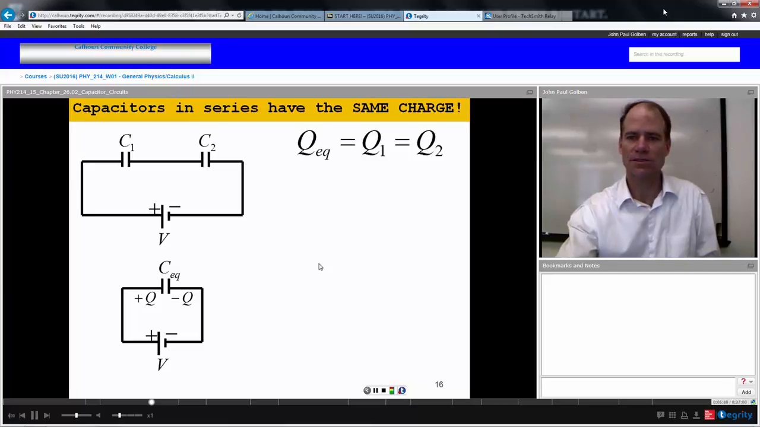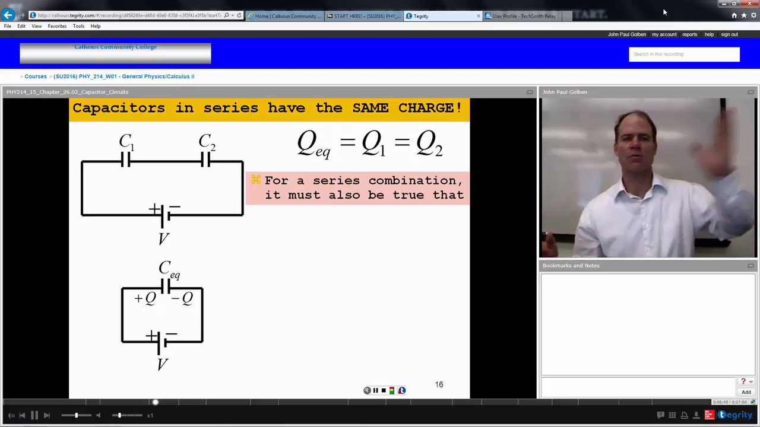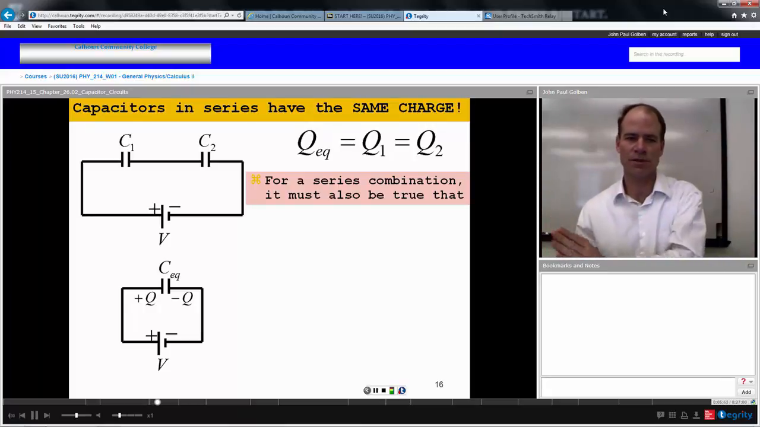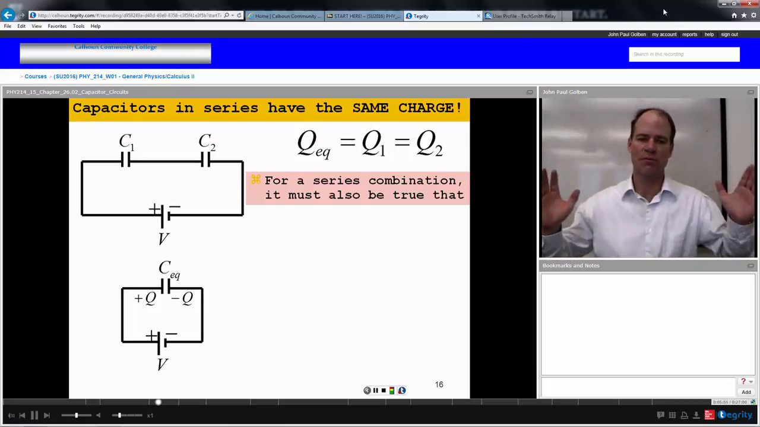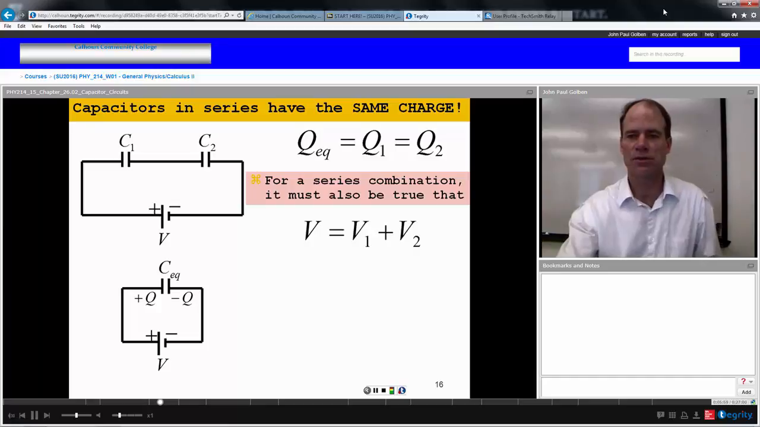So capacitors in series have the same charge. Q equivalent equals Q1 equals Q2. Now if we had a series combination across this battery, we're going to have a potential drop across C1 and a potential drop across C2, and that should be equal to the full drop across C equivalent because they're across the same battery. So it should be true that V is equal to V1 plus V2.